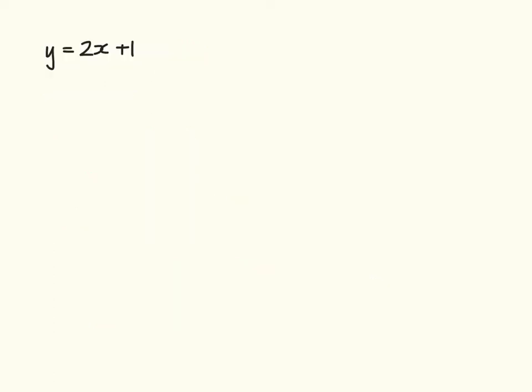So let's do one more. And this time I've got the equation y equals 2x plus 1. Now the important thing here to remember is that 2x means 2 times x. So when x equals 1, y equals 2 times 1 plus 1. And we can do that in our head. So 2 lots of 1 is 2 plus 1 is 3.